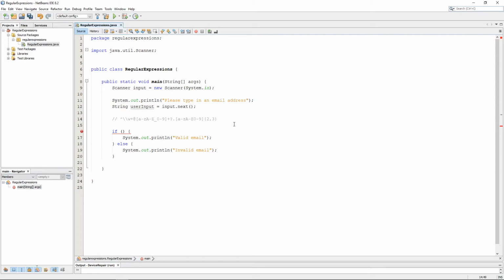I'm going to now change it so that I'm going to use a regular expression to check whether my input here matches the regular expression or not. Okay, so let's get going. We're going to need a pattern. We're going to call it regX, just so I know what I'm playing with.